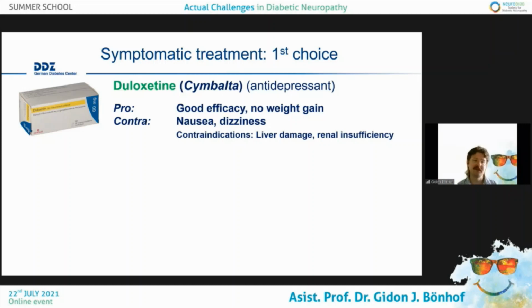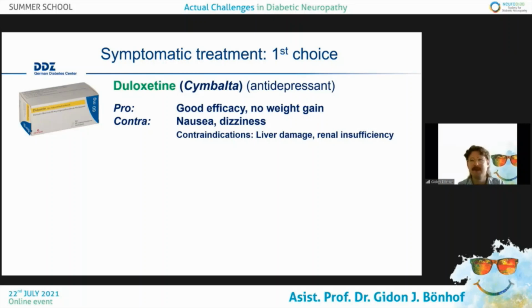So the first substance is duloxetine, which belongs to the antidepressants, and it has a good efficacy. It works well against neuropathic pain, and one advantage is that most of the patients do not gain weight taking duloxetine. But the side effects include nausea and dizziness.